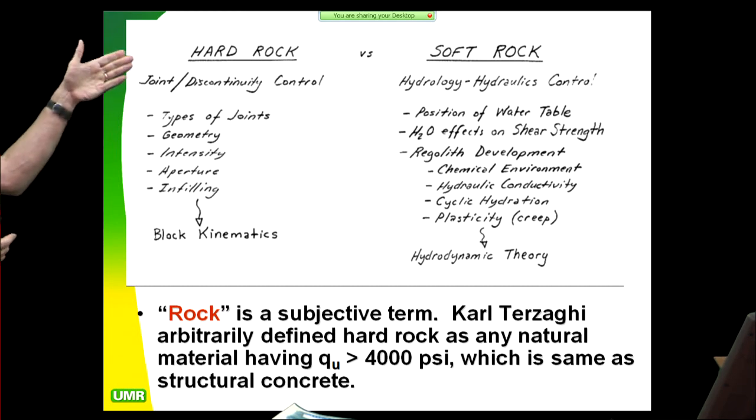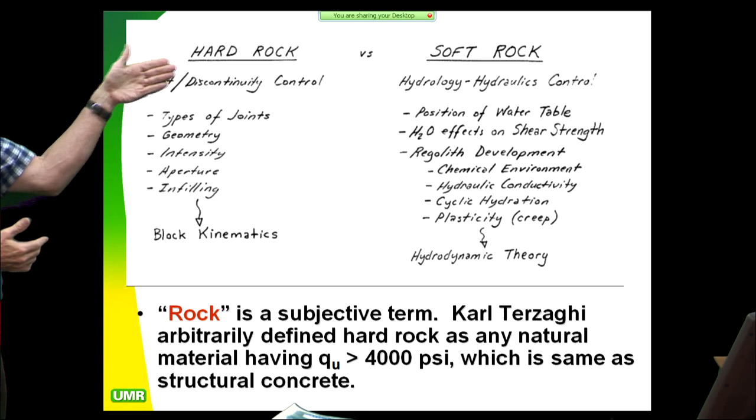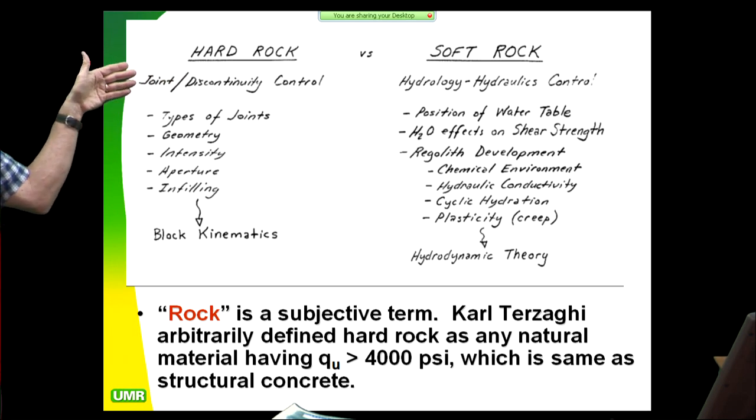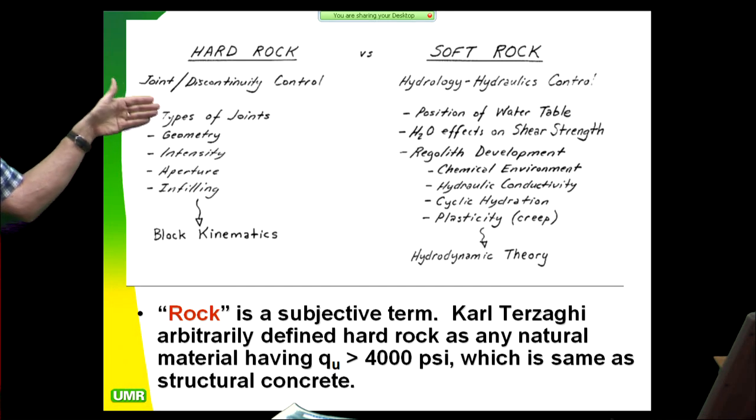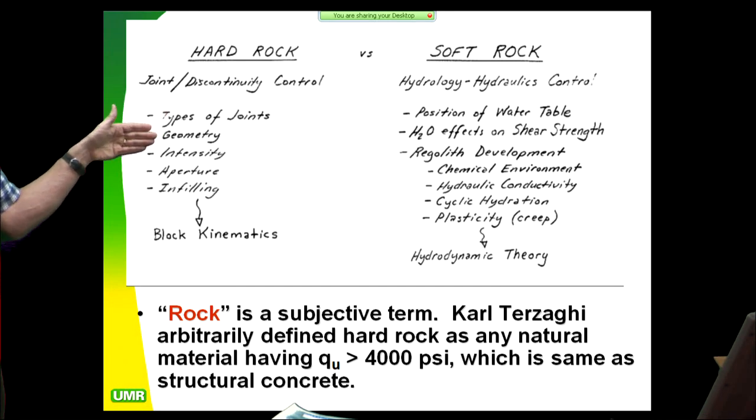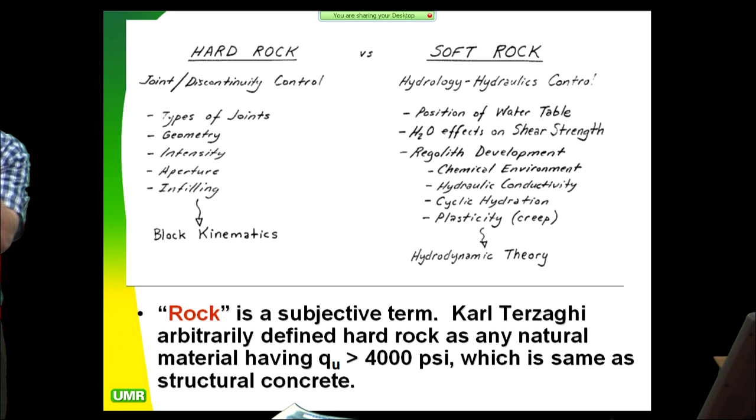So hard rock things are joint and discontinuity controlled. Even granite, hardest rock out there, is going to have joints and other discontinuities. It depends on the types of the joints, their geometry, their intensity, which is the spacing between them, their aperture. The aperture is how wavy they are between the joints, how much roughness.